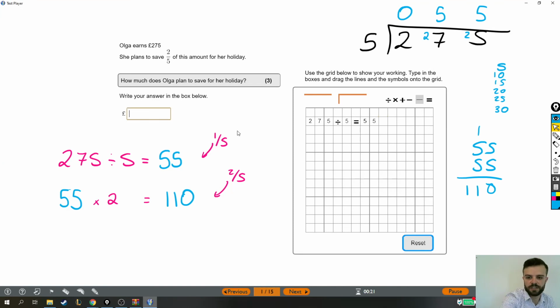But as we've said, we need to make sure that everything we've done is in the working out box. So after I got that 55, we did 55 times 2 equals 110. So 110 is 2/5 of 275. We divide by the bottom, times by the top. Dividing by the 5 on the bottom gives us 1/5. We then times by the top to get 2/5. And that's it. She saves £110.